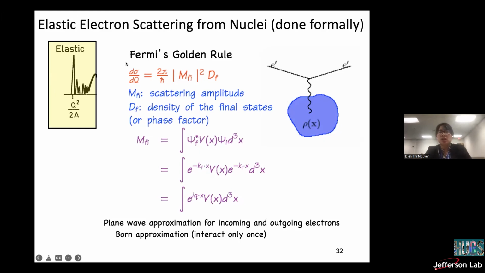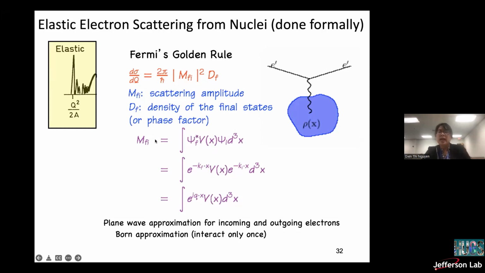So the cross section, based on this rule, will be calculated by the square of the scattering amplitude. We don't need to know the detail; you can check it out later. The concept here is the scattering amplitude squared and the density of the final state, what we call the phase factor. Then you will be able to calculate the amplitude depending on the wave function of the final particle and the initial particle. I will not go into the math here.